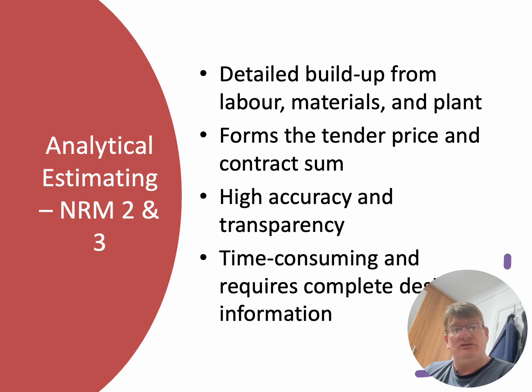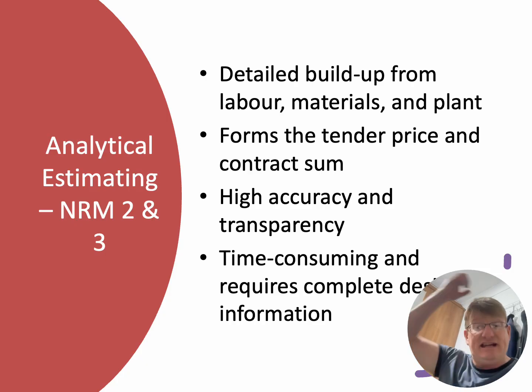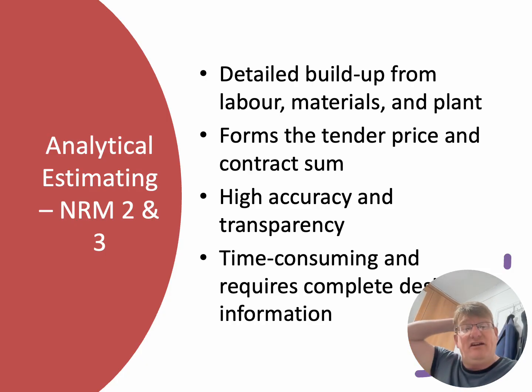Then you come to analytical estimating. So the final estimating style is analytical estimating, which you would use at NRM2 and NRM3. So it's anything from stage 4 onwards, because you would also use it to price up your variations, or your provisional sums in your bill. Okay, so you'd use the NRM2 if you were doing a remeasure or something.